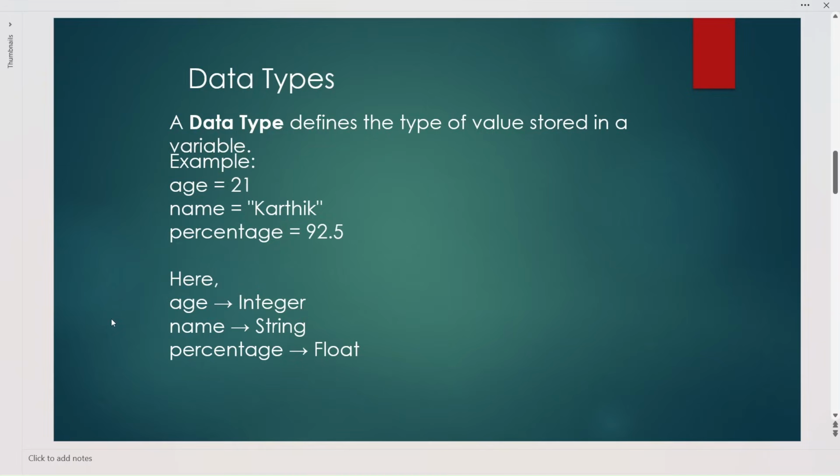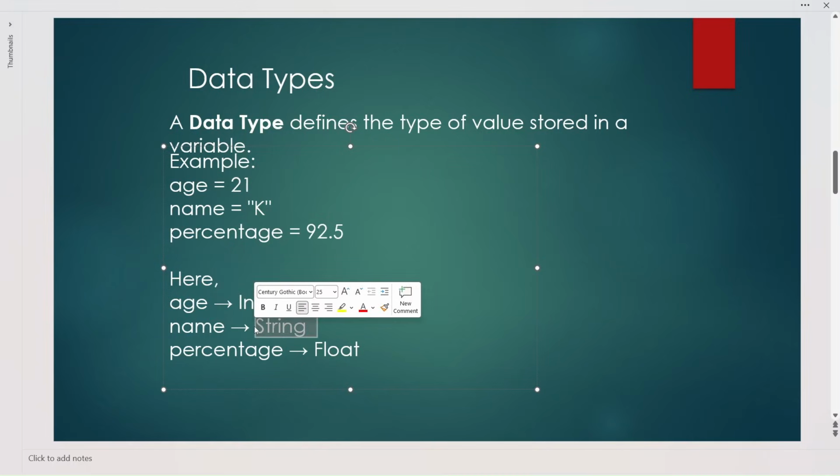Percentage is stored float-wise, and the name is stored string-wise. So for example, suppose here Karthik is not there, so only K is there. Then here what data type are we going to use? Char. Understood? Here we are going to use char.